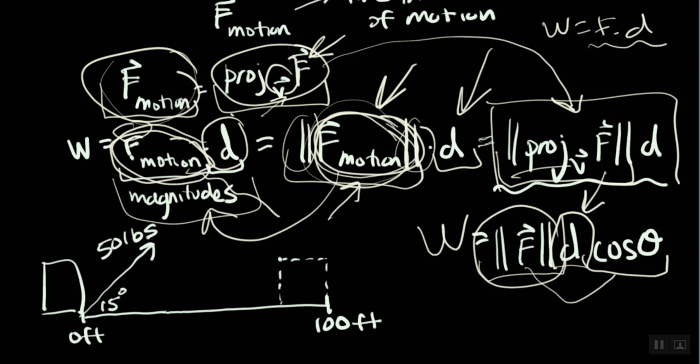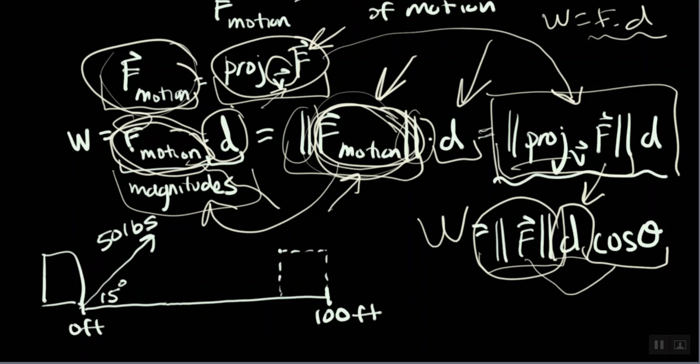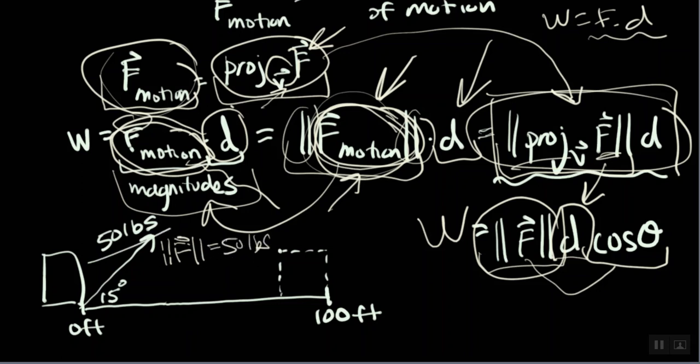Let's do an example problem, because we all need that sometimes. So in this problem, we're going to use this formula right here. Now, before we do that, we have to figure out what that force vector is. We know that the norm of the force vector is going to be 50 pounds, since that's what the problem says. And it's at a 15-degree angle.